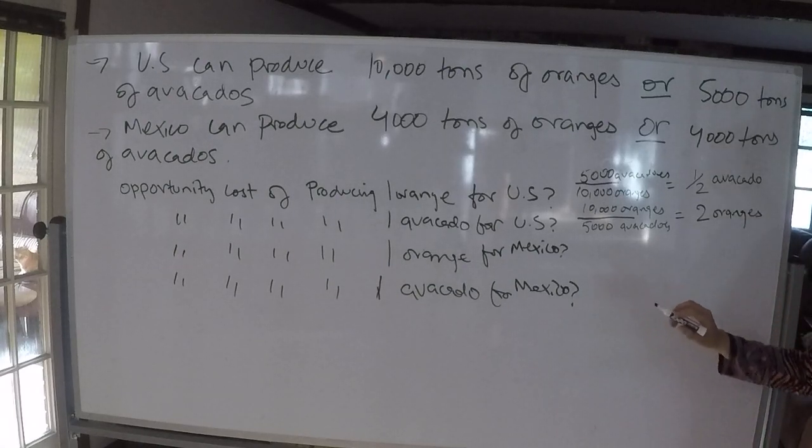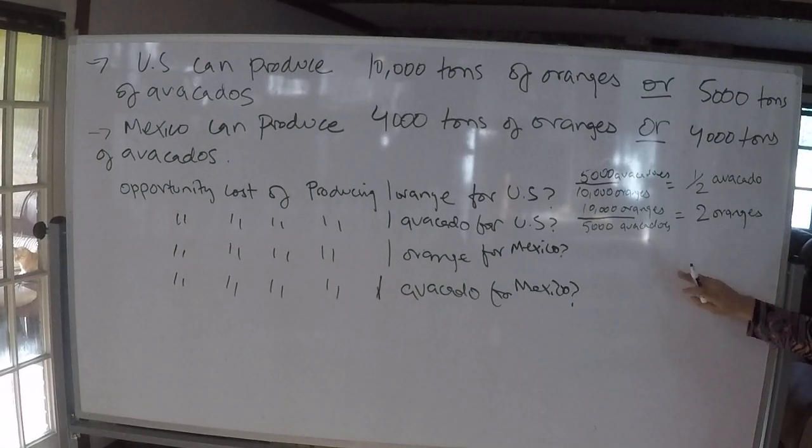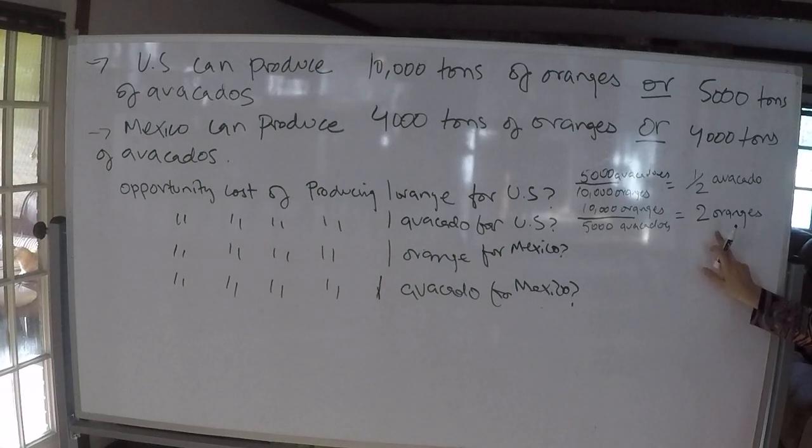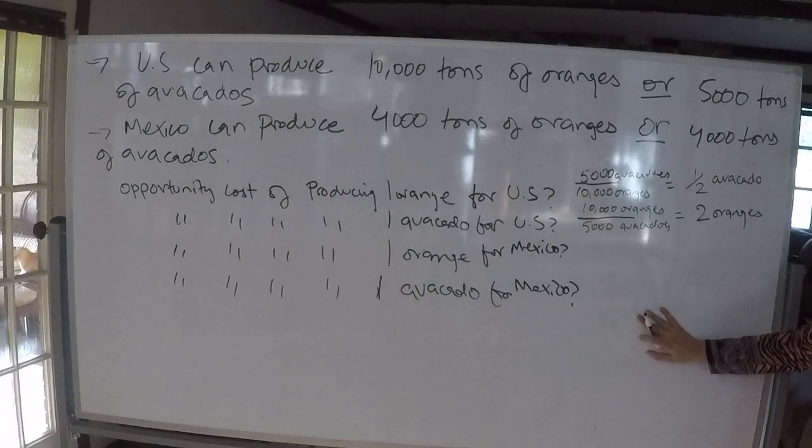So for producing every 1 avocado, US is giving up 2 oranges. That's the opportunity cost. Now let's calculate the opportunity costs of Mexico.